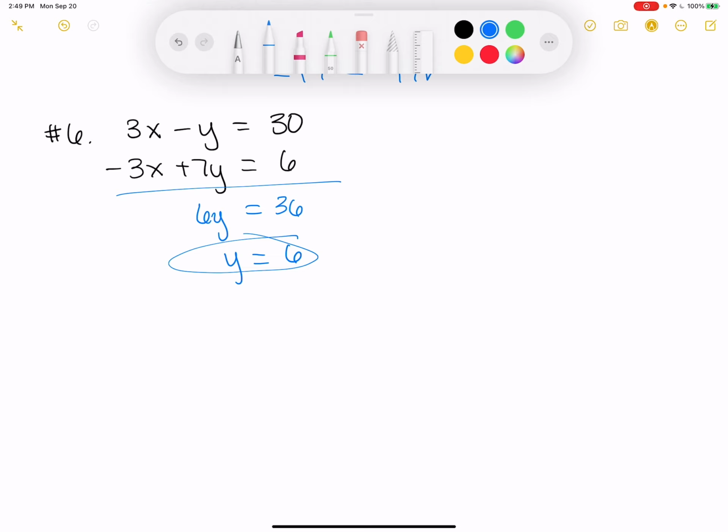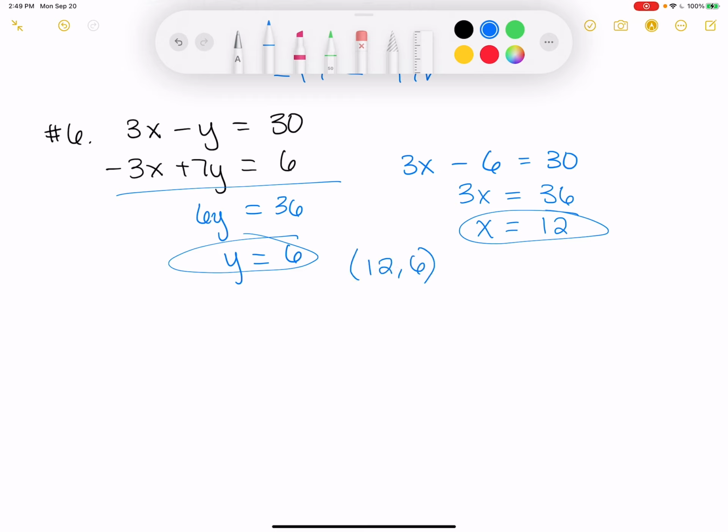Which one did y'all plug it back into? The top one. So 3x minus 6 is equal to 30. So I can add this 6 over. The 3x is equal to 36. And then finally I can divide by 3. So x is equal to 12. And I get 12, 6.